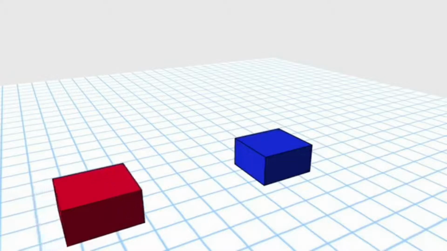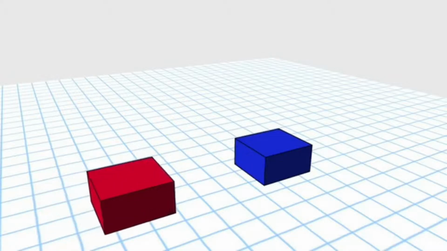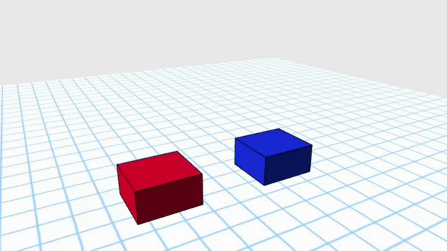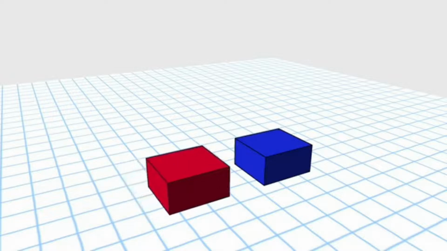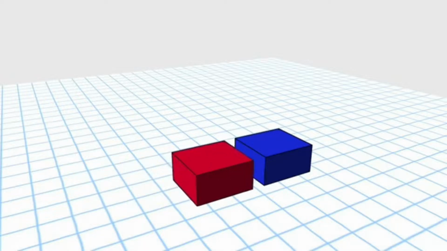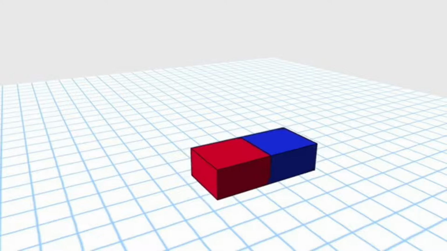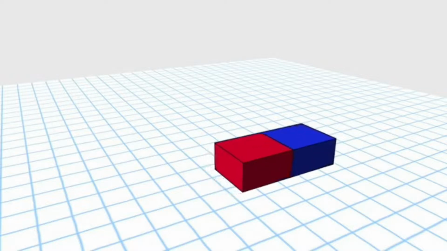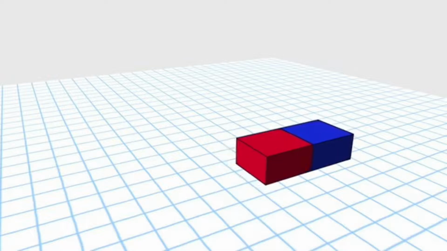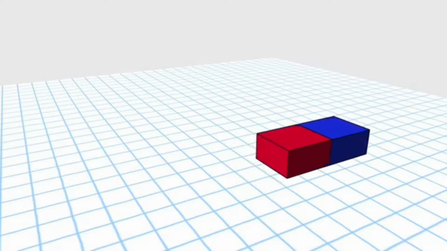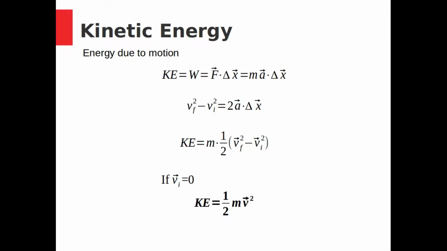In the example we just saw, the reason that the red block could do work on the blue block is that the red block was moving. Any moving object has the ability to do work on another object. We could say a moving object has a quantity of energy by virtue of the fact that it is moving. This type of energy is called kinetic energy, energy due to motion.